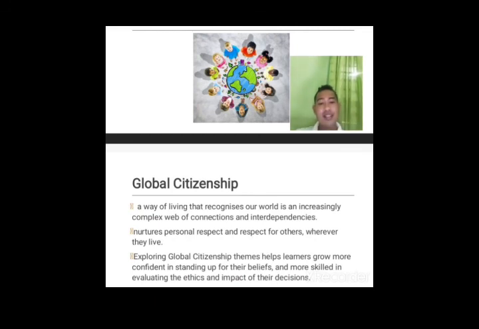Global citizenship nurtures respect for oneself and respect for others, wherever they live. It encourages individuals to think deeply and critically about what is equitable and just and what minimizes harm to the planet. Exploring global citizenship themes helps learners grow more confident in standing up for their beliefs and gain more skills in evaluating the ethics and impact of decisions.